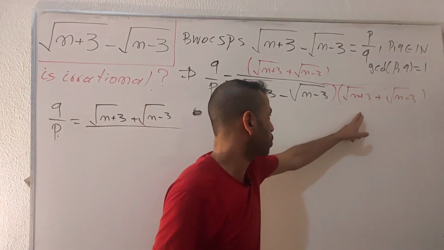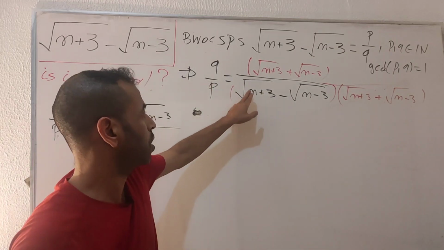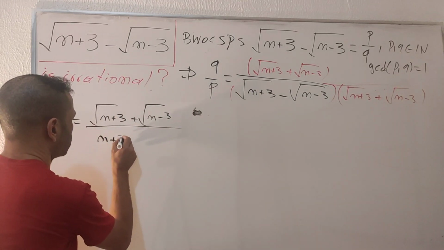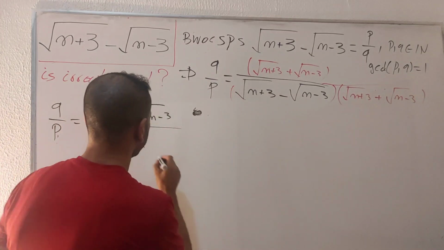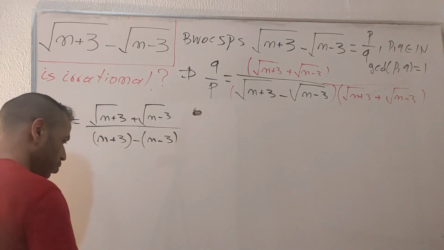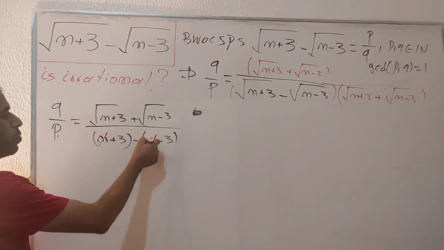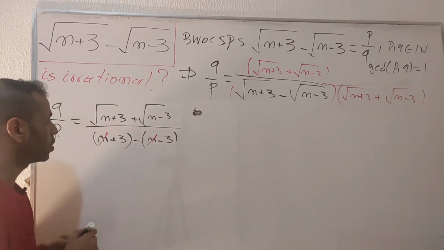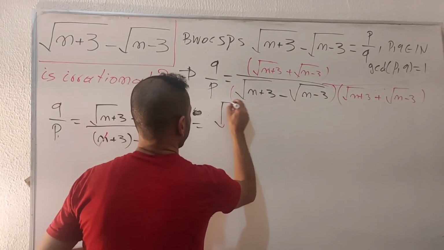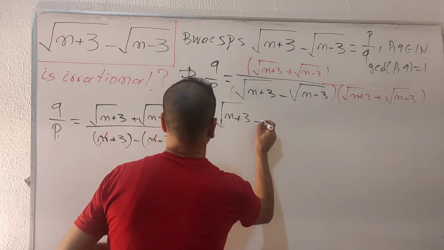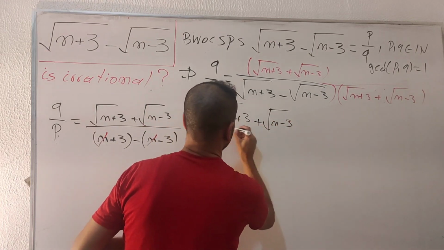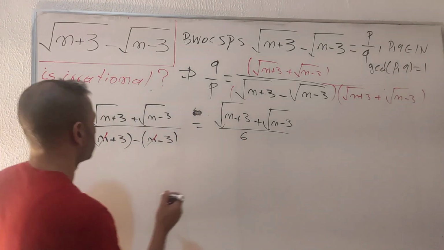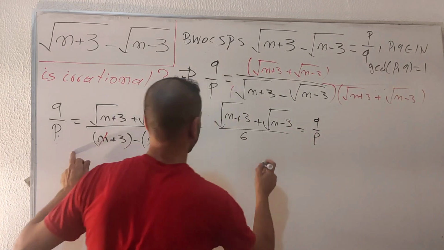As you multiply these two, you get a difference of squares, which means this radical is cancelled out with this radical. I will be left with n plus 3 minus n minus 3. A good news here: this n will be cancelled out from the denominator. This is the reason why we use the conjugate. So I will be left with square root of n plus 3 plus square root of n minus 3, divided by 6, since 3 minus minus 3 is 6. Now I get q over p, which is this.